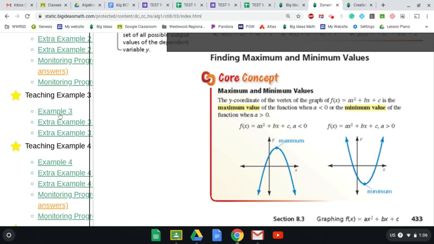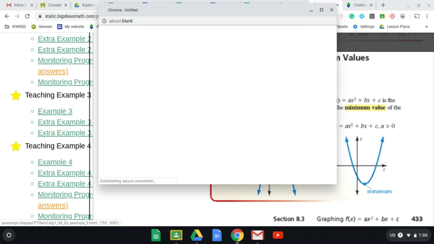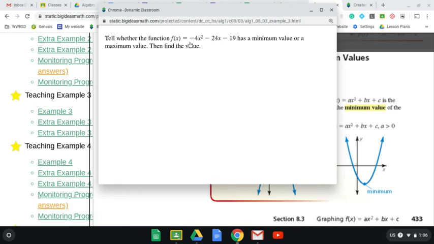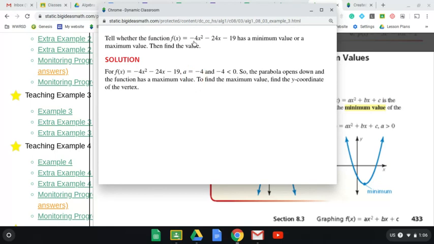So we're going to take a look at example 3 step by step. They're going to give us an equation in standard form, and we want to say if it has a maximum or minimum, and then we're going to find that value. Here's our equation, f of x equals negative 4x squared minus 24x minus 19. The first thing that I want to look at is the a value here. Since our value of a is negative, that means that our graph is going to be pointing down. When our graph points down, the vertex is at the top of the graph, making this graph have a maximum value. So we're going to find that maximum value, which is the y-coordinate of the vertex.